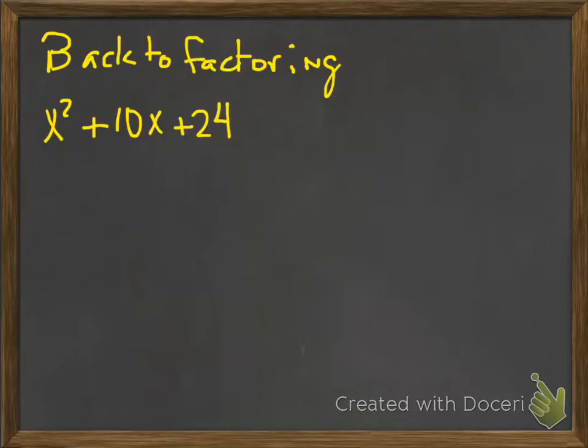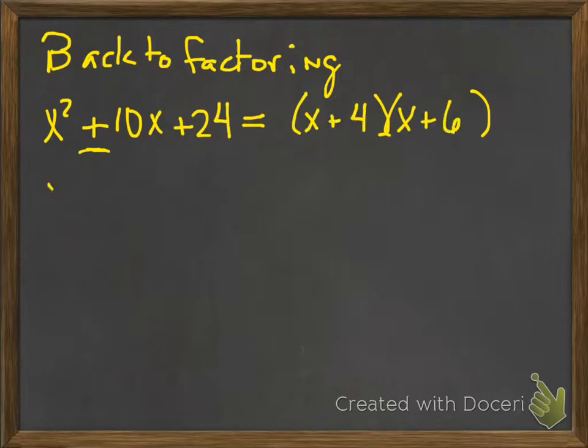So what I would do, if I was using my answer choices, is say, okay, I want an x in both parentheses, and I want a number that multiplies to give me 24, but would add, that's your clue there, to get me a 10. So I would look at my parentheses and my answer choices to hopefully quickly figure out that it should be x plus 4, x plus 6, or x plus 6, x plus 4.